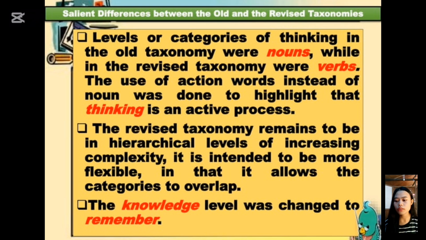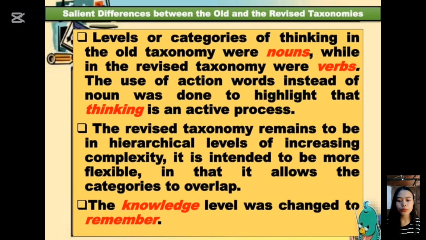So, yung difference po ng dalawa, in old taxonomy, ang ginamit po nila is nouns, while in the revised taxonomy, they used verbs. So, alam naman natin na yung nouns, it is used to identify any of a class of people, places, or things. While ang verbs po, it is a word used to describe an action, state, or occurrence. So, kaya nila ginamit yung verbs sa revised taxonomy para po ma-highlight na yung thinking is an active process.